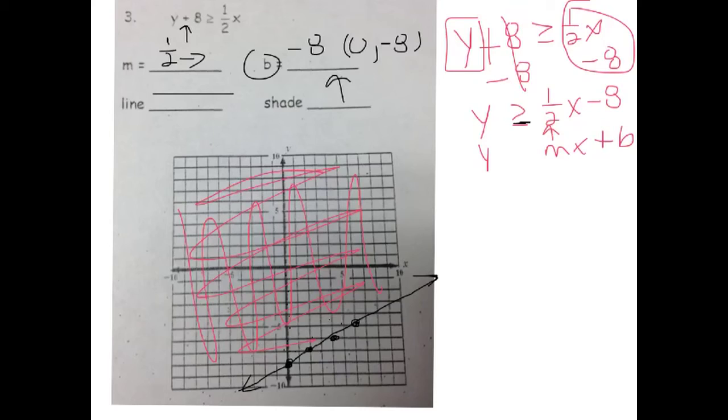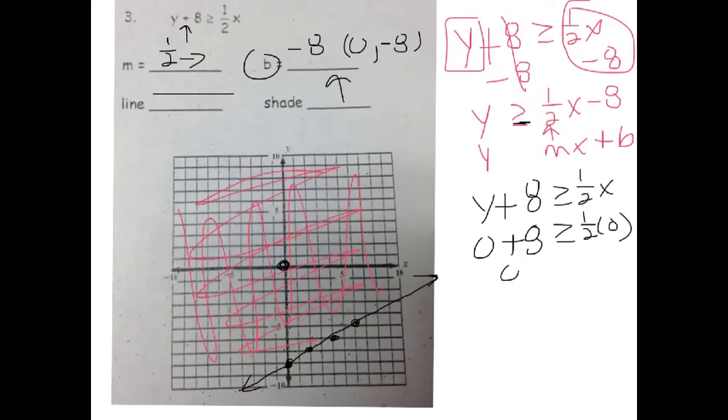Okay, I could test a point here. I like to always test 0, 0. That's usually an easy one to test. I can plug it into the original or my new one. If I do the original, y plus 8 is greater than or equal to 1/2 x. This would be 0 plus 8 is greater than or equal to 1/2 of 0. 0 plus 8 is 8 is greater than or equal to half of 0 is 0. 8 is greater than or equal to 0, so that is true, and it should have been because it was in the shaded spot.